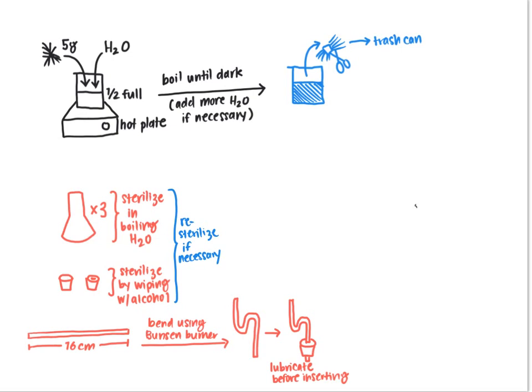So we're going to have a funnel here that we're going to need to sterilize with steam. And we're going to need our filter paper to be sterilized with UV light.